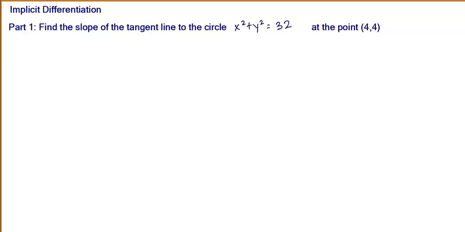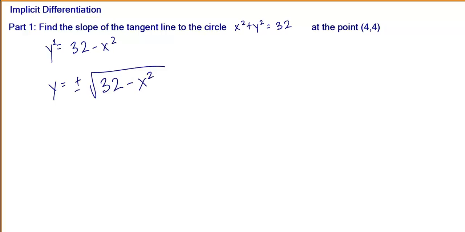If I want to find the slope of the tangent line, I would need an equation that says y equals, because everything we've done so far has had an equation where it's y equals. So I would have to find y. I'm going to solve for y. First, solving for y squared, it would be 32 minus x squared. And then y would be equal to plus or minus the square root of 32 minus x squared.